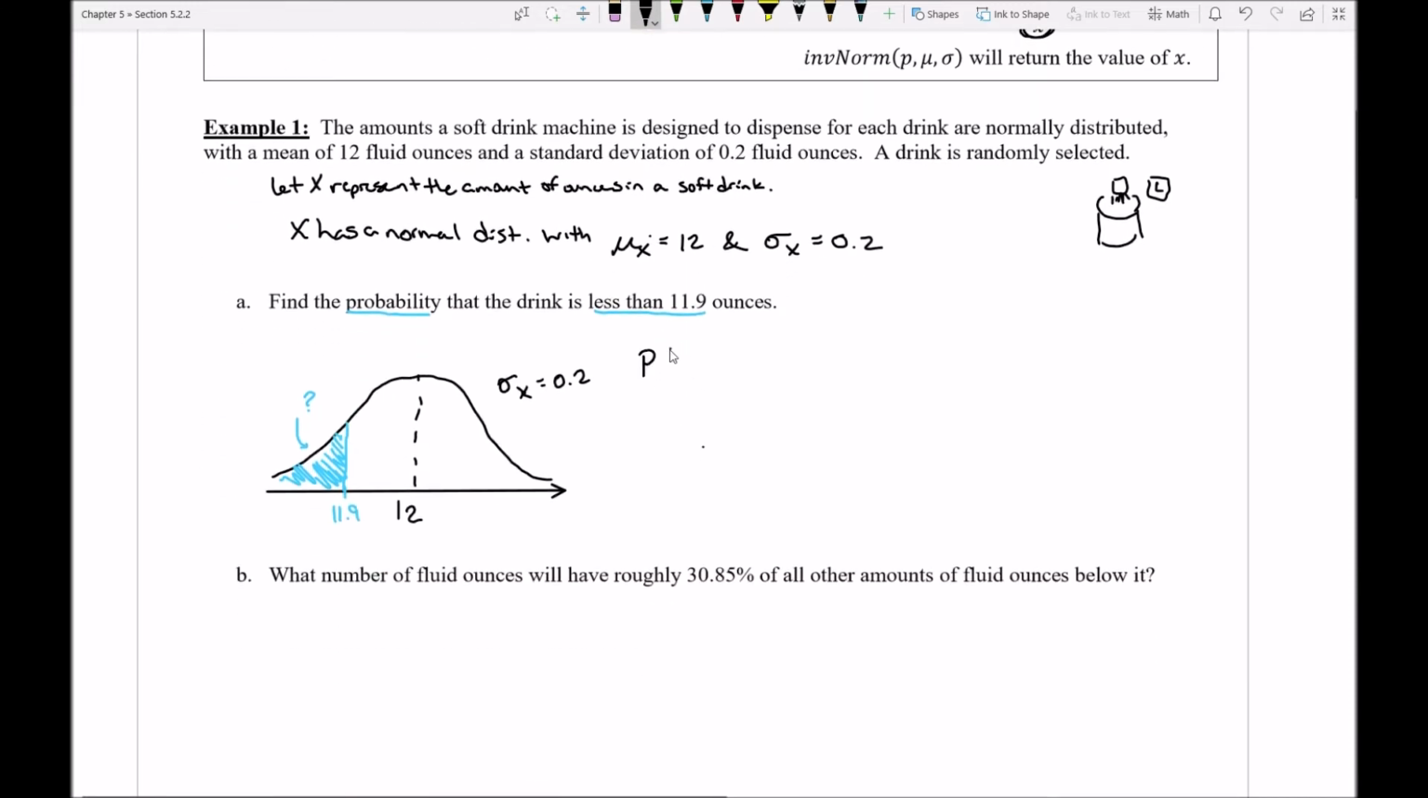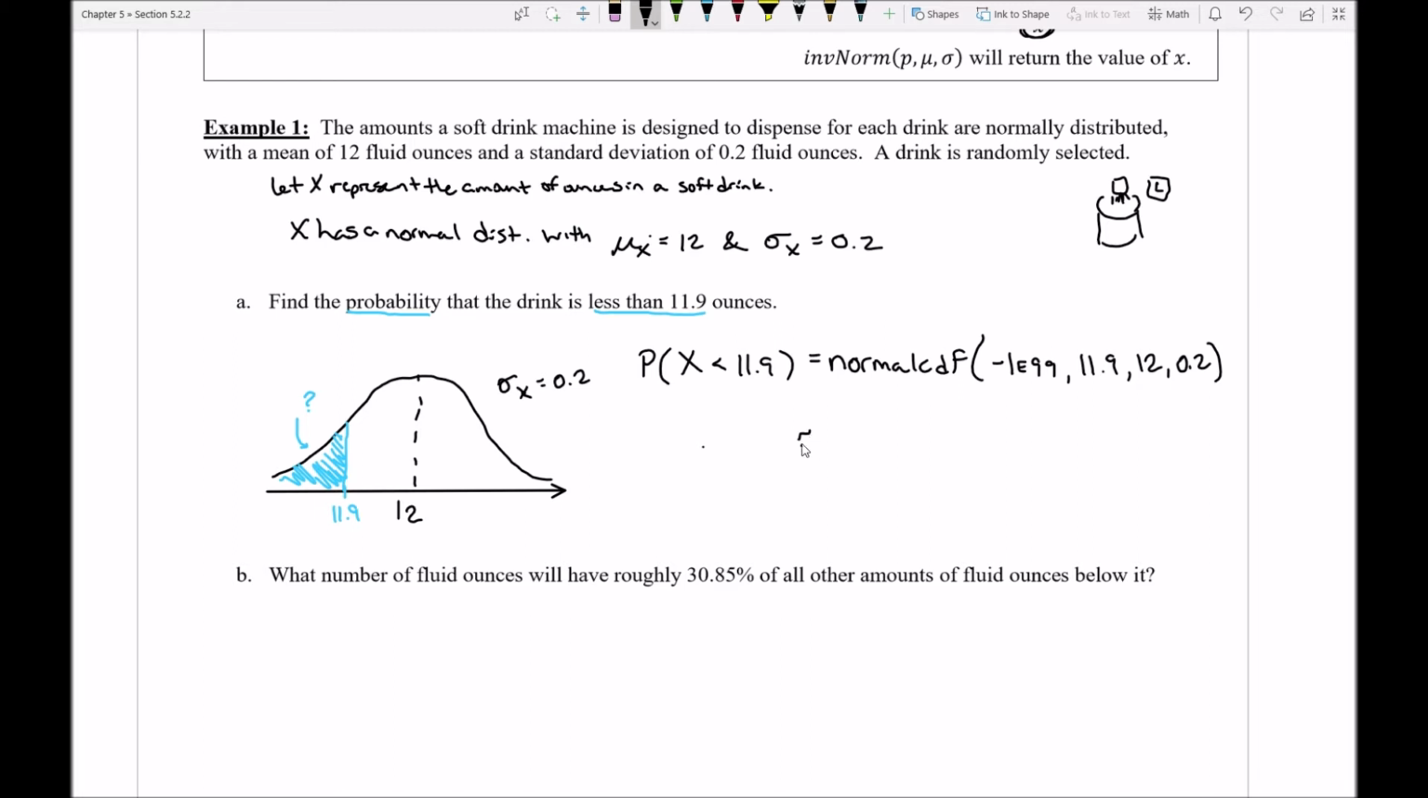So I would go ahead here and write, I want the probability that X, the amount of ounces in the soft drink, is less than 11.9. I know I can set that up with a normal CDF. Remember, my first two values are where my blue region starts and stops. Well, on the left side here, I can see that my region goes down towards negative infinity, down towards negative forever. And since I can't type that in, in the last section we said we would use a very large negative number that we would express with negative 1 E99. Then I would go up to 11.9, and then I would state my mean and my standard deviation.